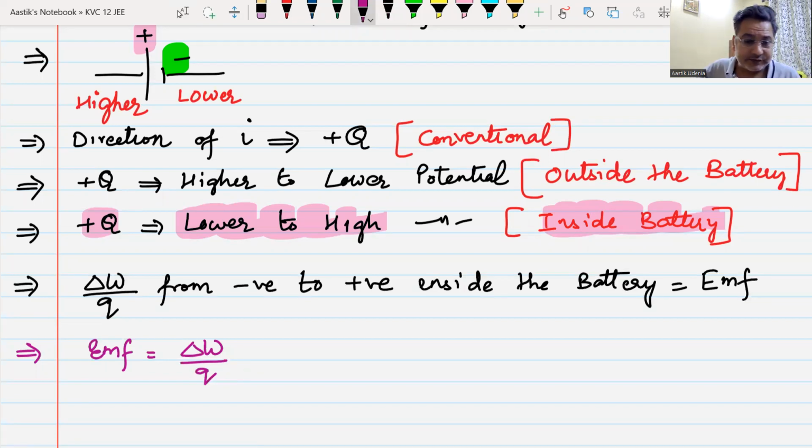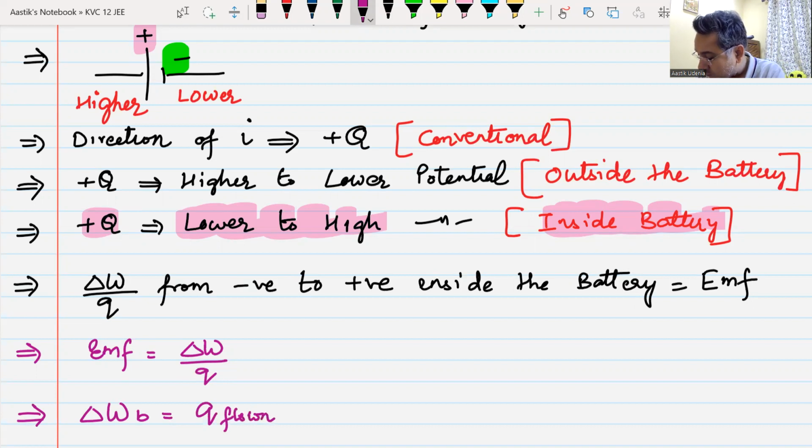Now you can write this formula in a different way also. Sometimes you might be asked to find out the work done by the battery. So how do you find the work done by the battery? Work done by the battery will be charge flown through the battery, whatever charge is flown through the battery, multiplied by the EMF of the battery. Do we understand this? Yes or no? So we can understand these two things.